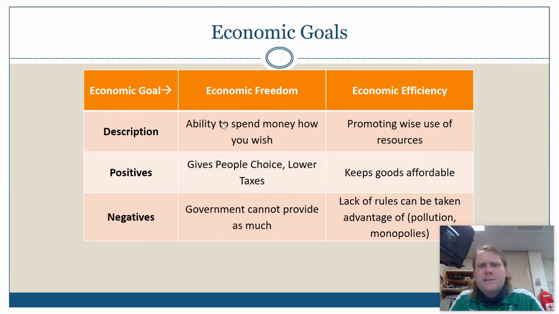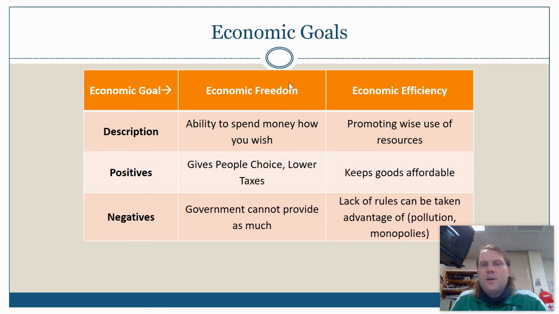In the United States, we tie economic efficiency in with economic freedom. Basically, we say, hey, listen, the people and these businesses know what they're doing. And if they don't know what they're doing, they're not going to be in business long. So they're going to know how to be as efficient as possible.